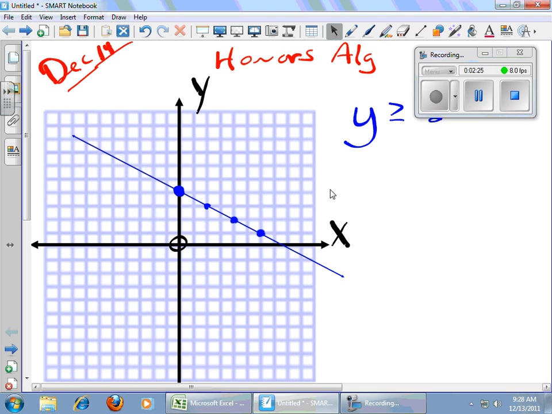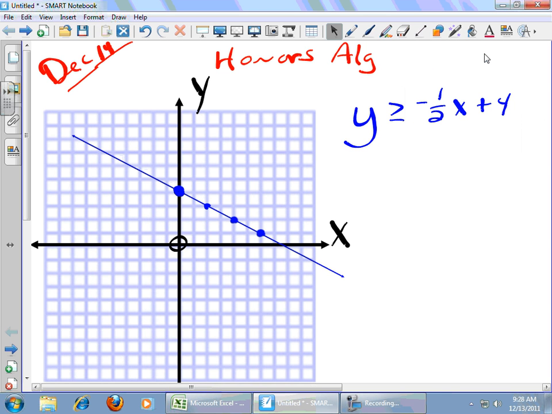Now remember, because it is an inequality, I need to determine where to shade. So I'll plug in a test point, say 0, 0. I'll put 0 is greater than or equal to 0 plus 4. I plug 0 in for x, negative 1/2 times 0 is 0. So I get 0 is greater than or equal to 4. Is that true? Is 0 greater than 4?